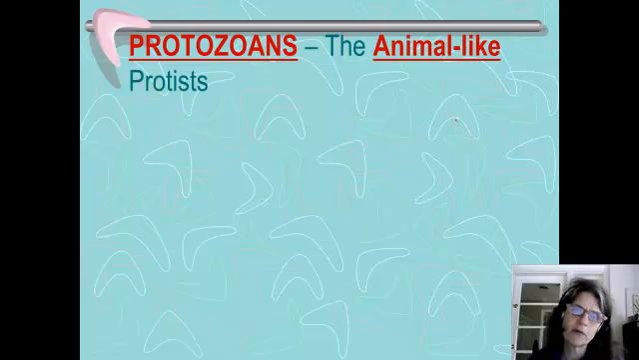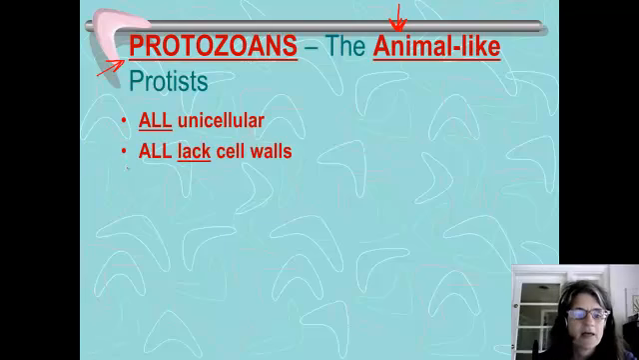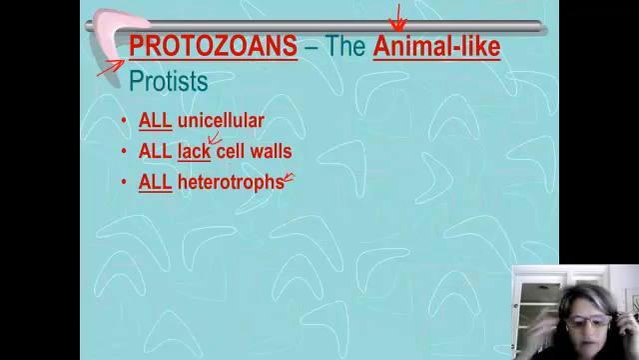All right. The first thing we're going to do then is look at the animal-like protists. Collectively, this group is called the protozoans. These are the animal-like protists. Okay? Protozoan is not a plant-like protist, it's an animal-like protist. Now, this group of protists does have something in common. They are all unicellular, one-celled organisms. All of them, since they are animal-like, lack cell walls. Okay? They are all, since they're animal-like, heterotrophs. Okay?